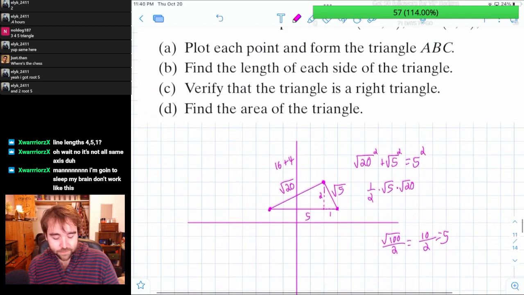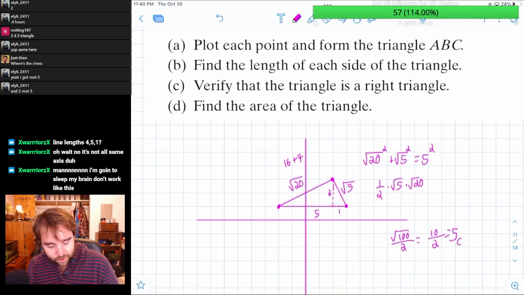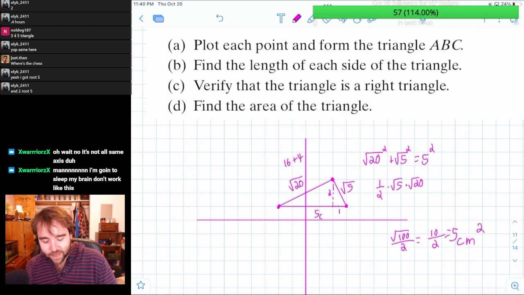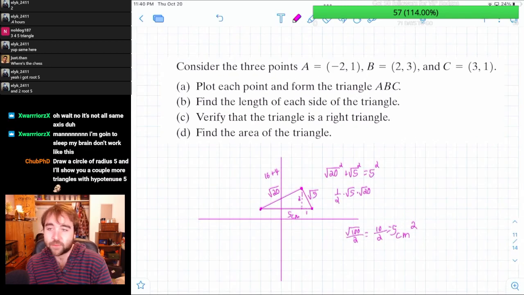Don't need to question it. That's what the math is. The reason it seemed maybe a little weird is this is 5 centimeters squared, whereas this is just in centimeters. So yeah, there we go. It's not a 3, 4, 5, but that's okay. It doesn't need to be a 3, 4, 5. Very nice.